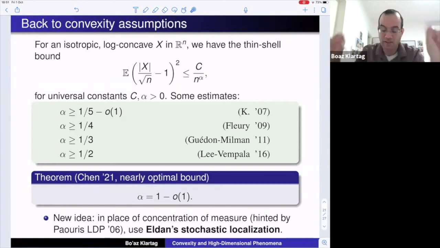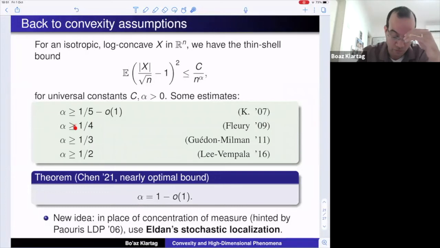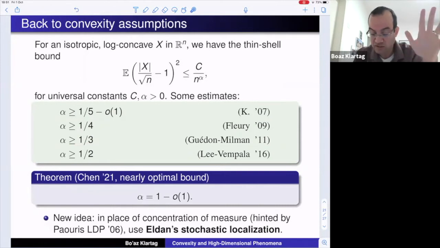It tells you about the width of the thin spherical shell that captures most of the mass. And it also tells you many things about the quality of the Gaussian approximation. It was studied quite a lot in the last 14, 15 years, and the estimates improved gradually. The first proofs gave something like 1/5, and then Bruno Klartag improved that to one quarter, and Olivier Guédon and Emanuel Milman in 2011 got 1/3. These three proofs used concentration of measure ideas.